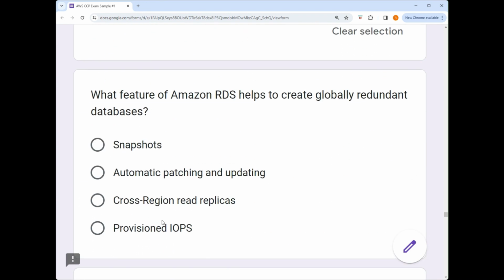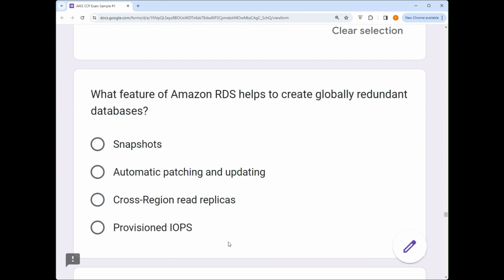What feature of Amazon RDS helps to create globally redundant databases? Snapshots. Automatic patching and updating. Cross-region read replicas. Provisioned IOPS. Correct answer: Cross-region read replicas.